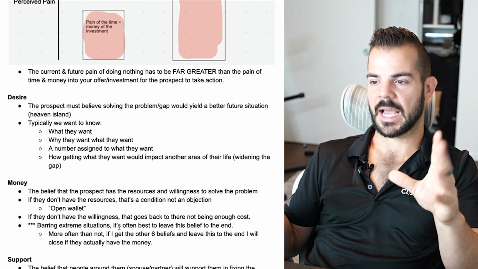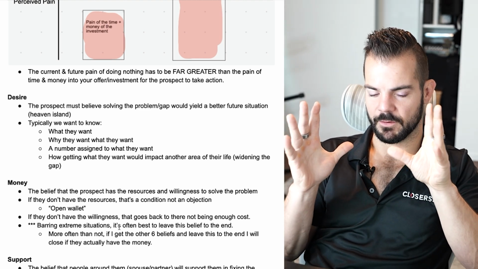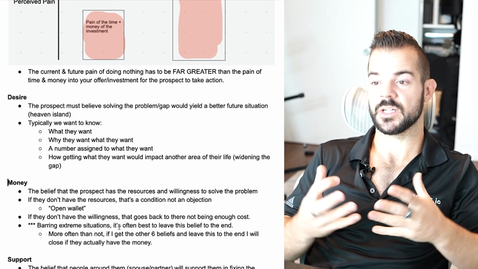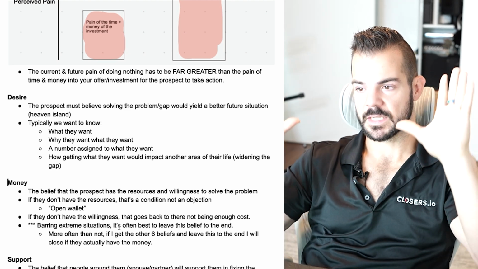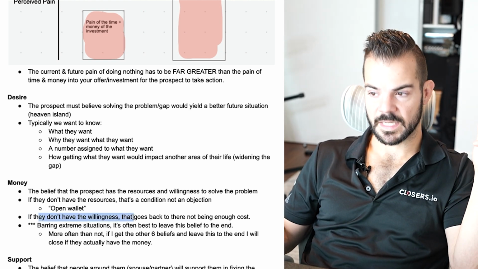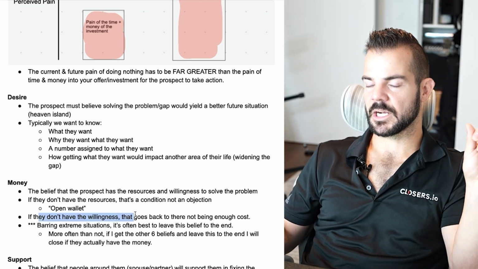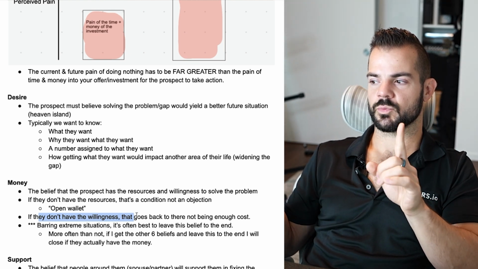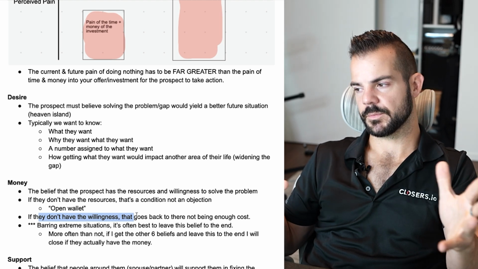So again, if they don't have the physical resources to do it right now or in the near future, and they have a healthy situation and you have a clear idea what that situation is, I call that a condition, not an objection. Now, if they don't have the willingness, that's where we get an actual objection, and that really ties back to cost. So I'll give you an example.